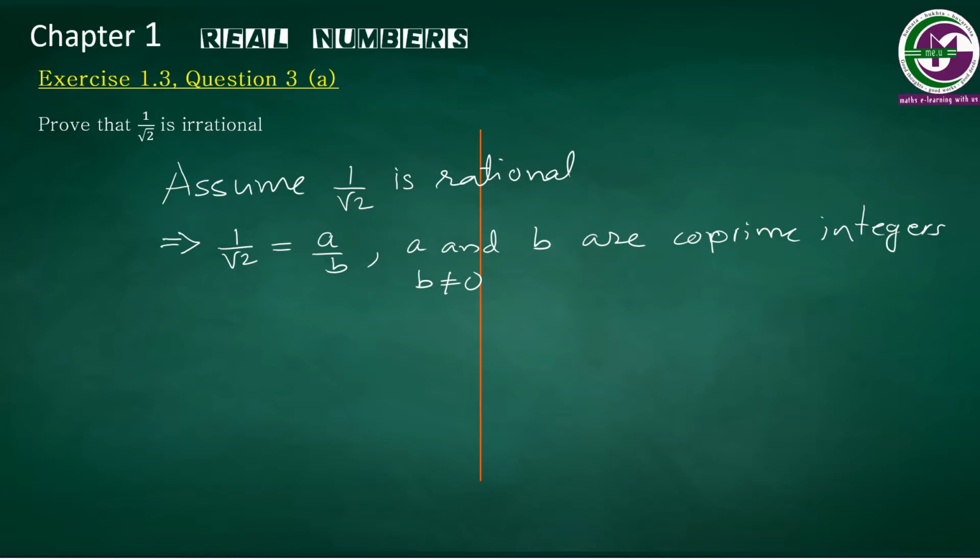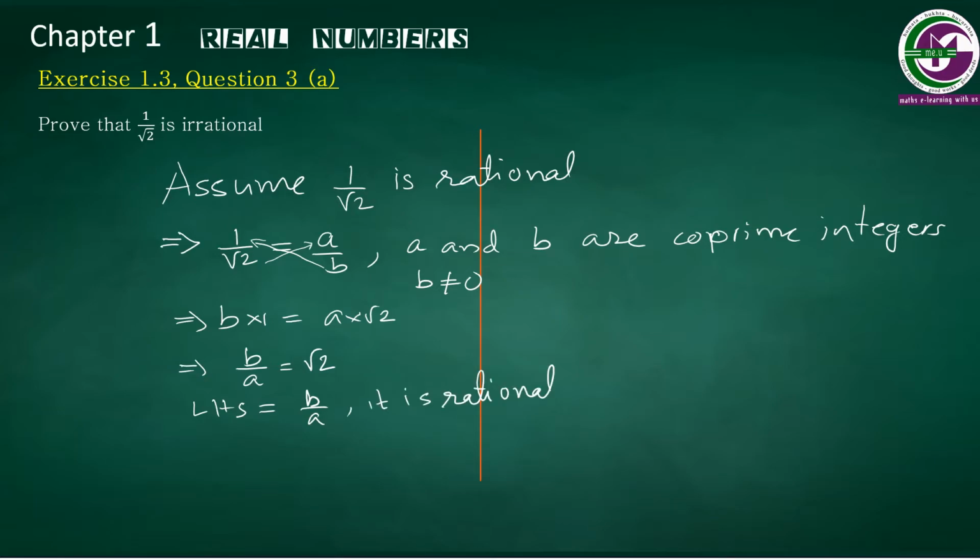Now cross multiplying, you will get b. So this b will be multiplied here and root 2 will be multiplied here, so we'll get b times 1 equals a times root 2. Dividing by a on both sides, we'll get b by a equals root 2. Now we'll take the LHS and RHS. What is LHS here? LHS is b by a, an integer over another integer, which is always a rational number, so it is rational.